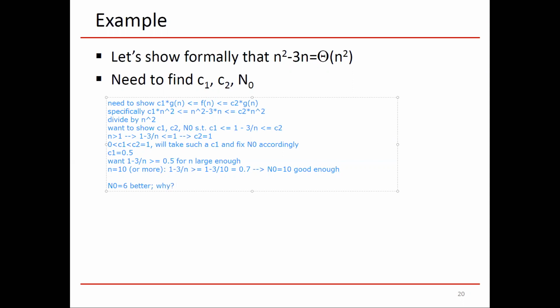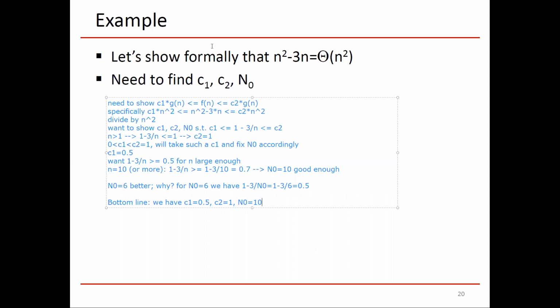Why? Because for n0 equals 6, we have that 1 minus 3 over n0 is 1 minus 3 over 6, which is equal to half. So that would be a tight function, but 10 is good enough. All right, so now let's finalize what we have here. The bottom line is that we have C1 equals half, C2 equals 1, N0 equals 10.